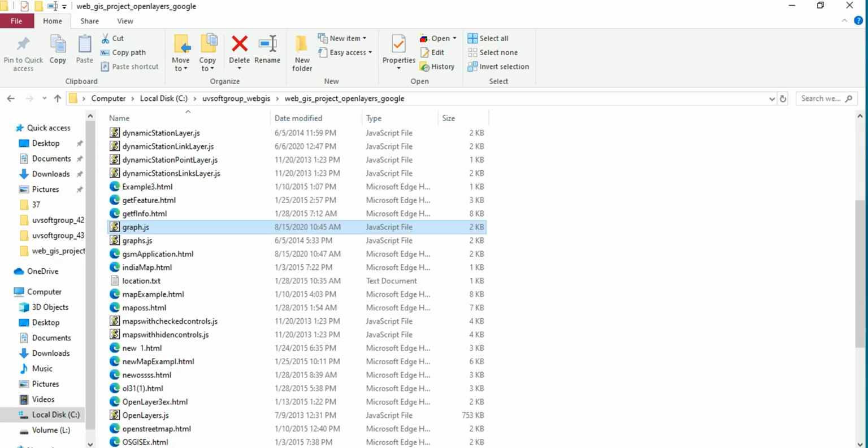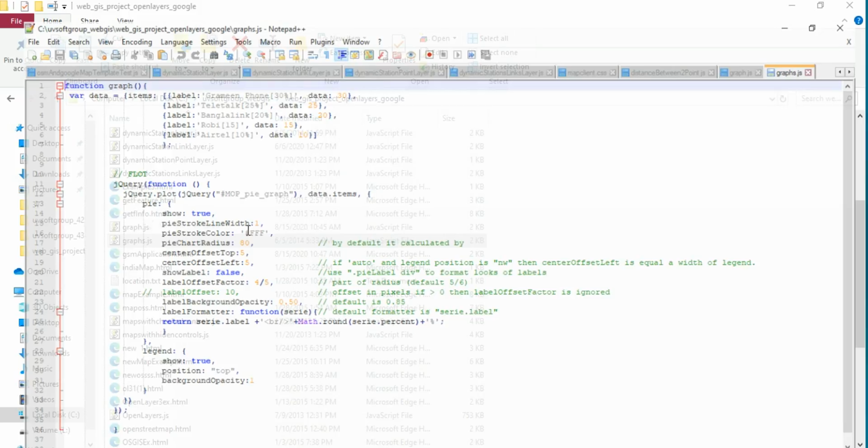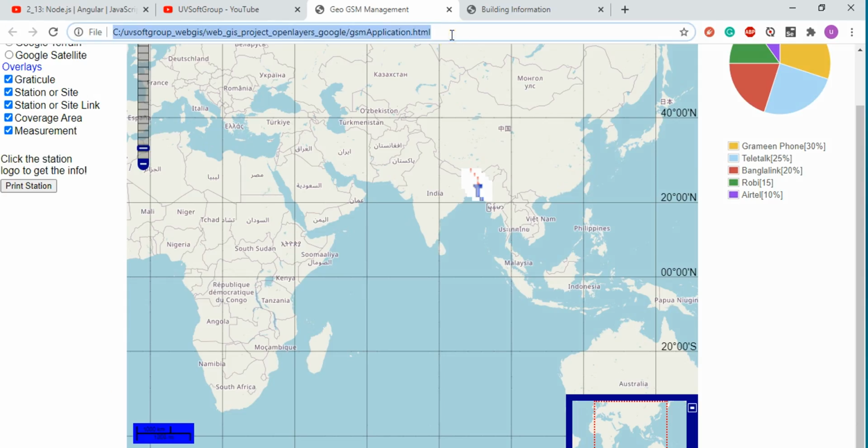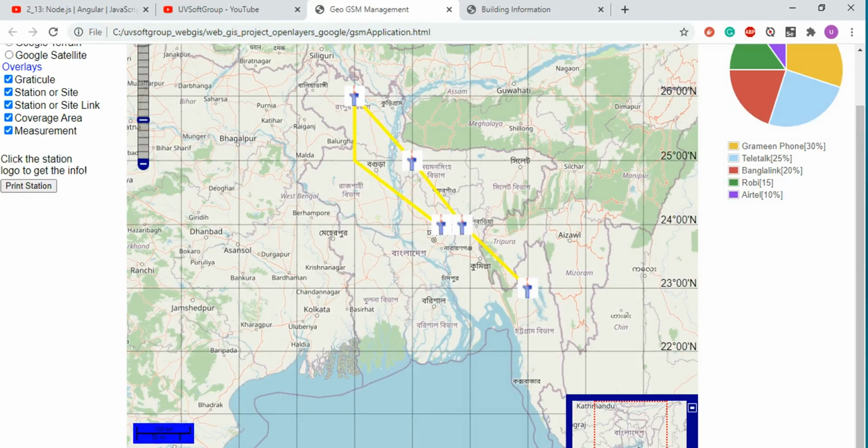What's the project structure for the graphs? Is it here or this? This is the graph functionality. I think this is the wrong graph. So I can change it to 90, let's see how it looks. Radius 90, so it will change now. I believe it is changed. So I see the radius change.